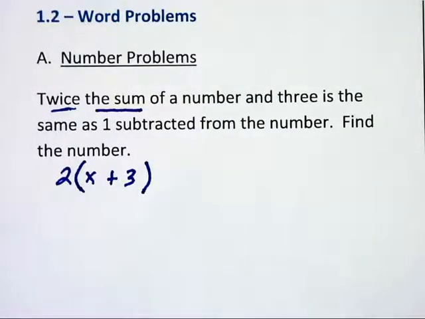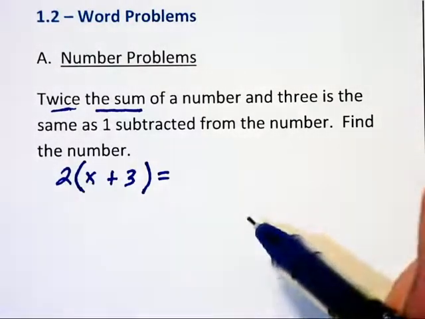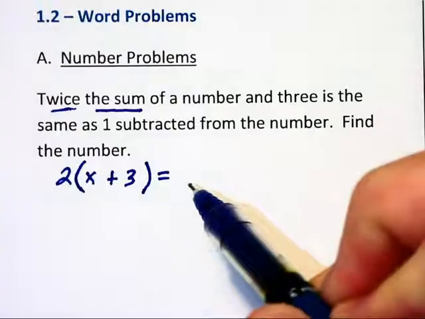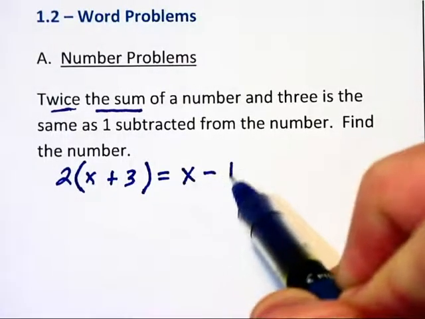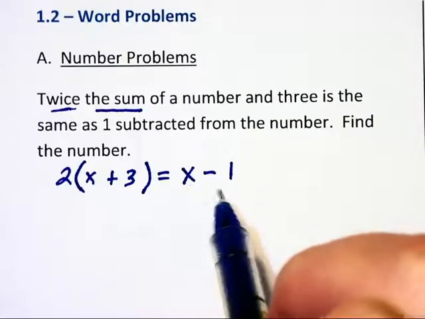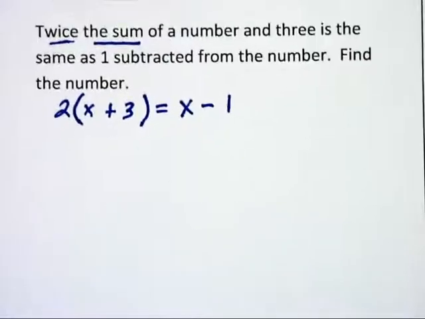Twice the sum of a number and 3 is, that's going to be our equal sign, the same as 1 subtracted from the number. Be careful, do not write 1 minus x, it's x minus 1 because the 1 is being taken away from the number that already exists. Okay, if you get past that hurdle, now you just have a linear problem, a linear equation to solve.